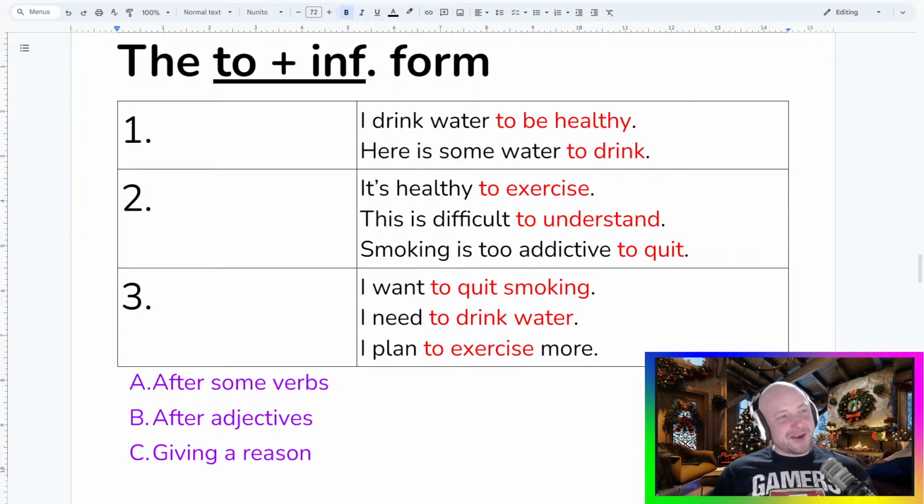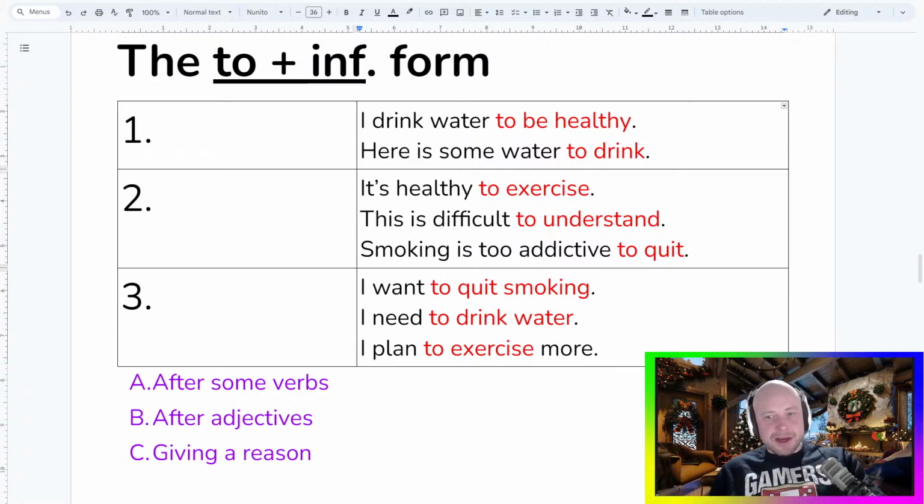So here we are, the to infinitive. No, it's there to stay. We can't change the to infinitive. It's there. So let's have a look at it. When do we use the to infinitive? We have after some verbs, after adjectives, and giving a reason. So I would like you to match the ABC to the examples 1, 2, 3. And for that, you have about 1 minute.